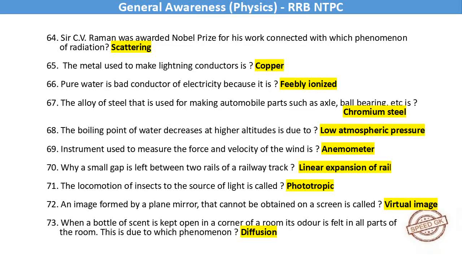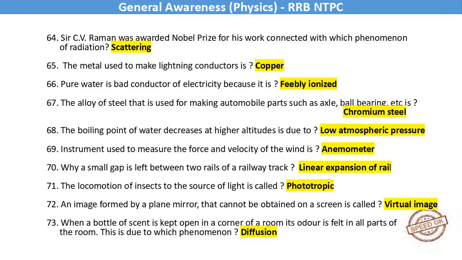Instrument used to measure the force and velocity of the wind is anemometer. Why a small gap is left between two rails of a railway track? Linear expansion of rail. The locomotion of insects to the source of light is called phototropic. An image formed by a plane mirror that cannot be obtained on a screen is called virtual image.